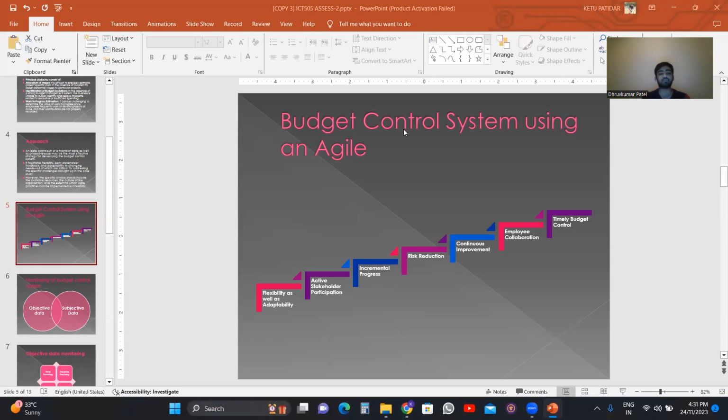Hello, my name is Dhruv Kumar Praladbhai Patel, and today I will discuss ICT 505 software development. In this session, I will cover the budget control system using Agile.